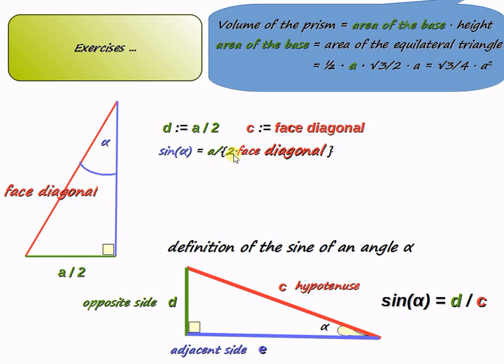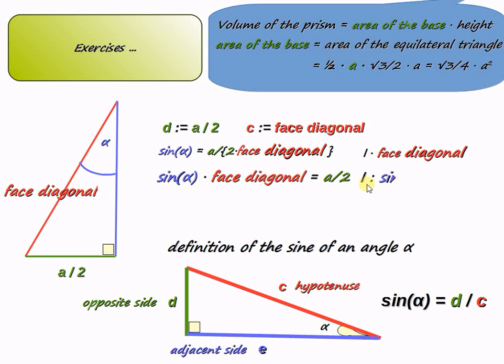We're gonna solve this equation for the face diagonal. So we multiply both sides of the equation by the face diagonal, which gives us sine alpha times face diagonal is equal to A over 2. After that we divide both sides of the equation by sine alpha. As a result we get the final expression for the face diagonal, and this is exactly what we were looking for. We expressed the face diagonal in terms of A and alpha, which were given.